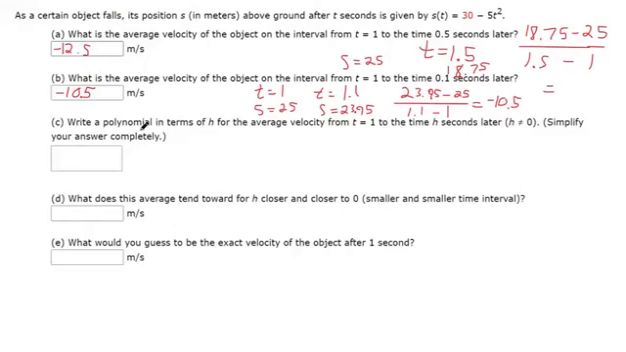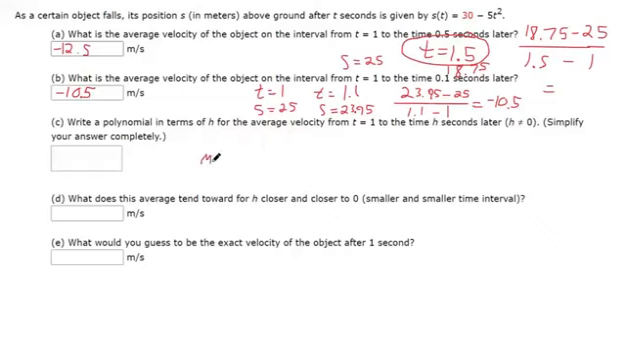We're asked to create a polynomial in terms of h, where h is how many seconds later we are. In part A, h would be 0.5 because it was 0.5 seconds later from time t equals 1. And h in part B was 0.1, so we're talking about 1 plus h for the second time. Instead of plugging in exact numbers, we're using a variable for the time away from t equals 1. And we're supposed to create a polynomial for the average velocity.